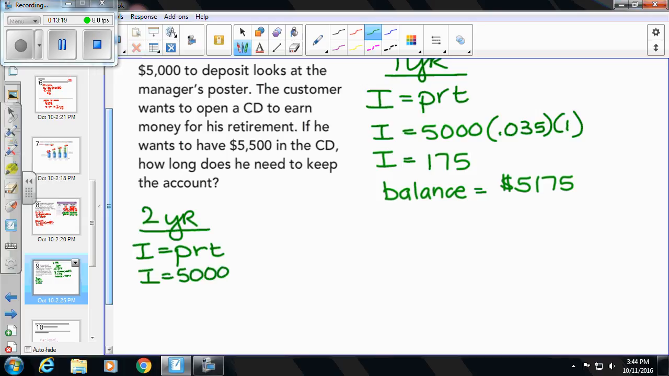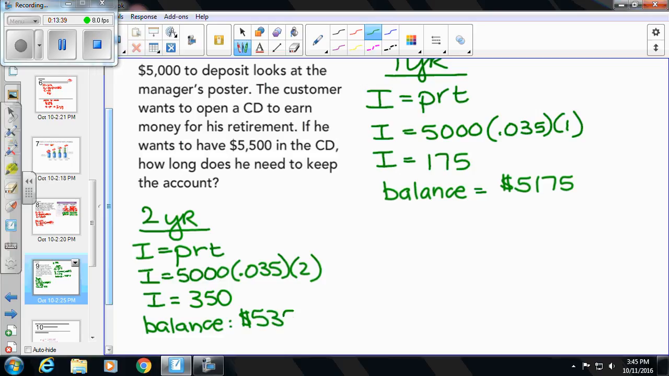Plugging in 5,000, same interest rate, 2 years. Again, when I do the arithmetic, I get $350 with a balance of $5,350. Well, we're getting there, but not quite. So let's try 3 years.